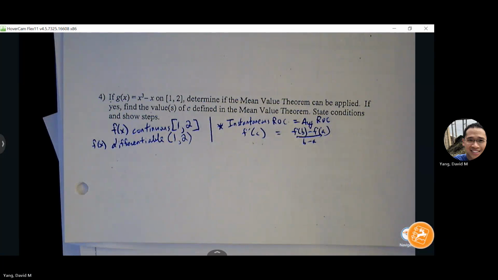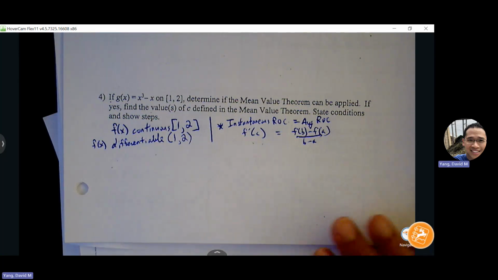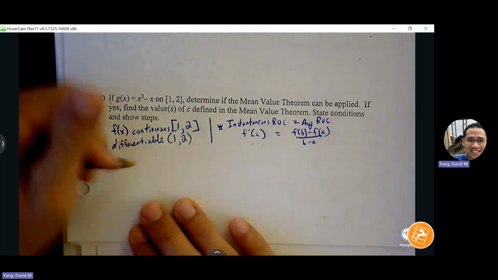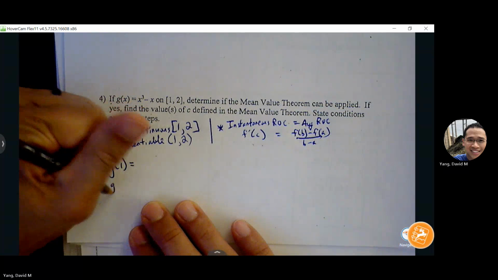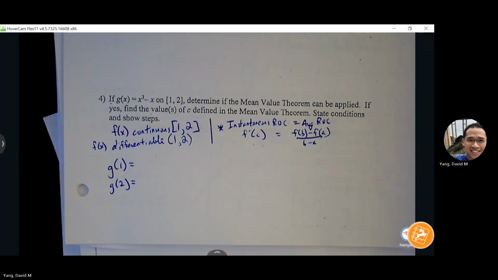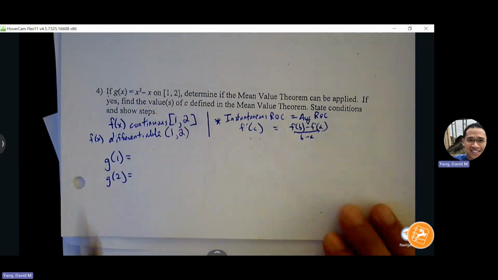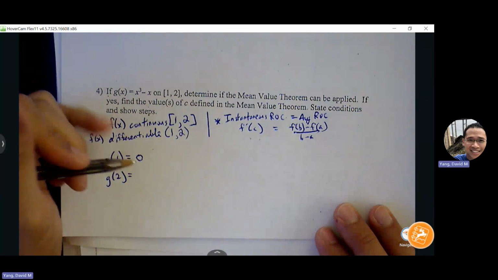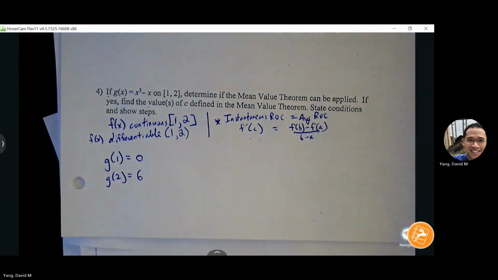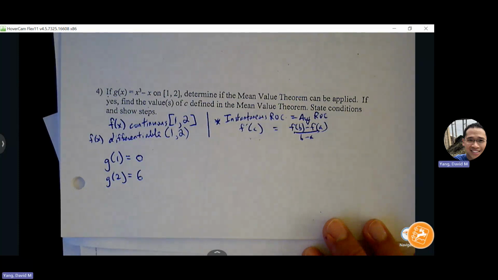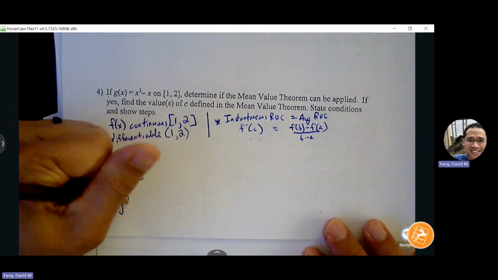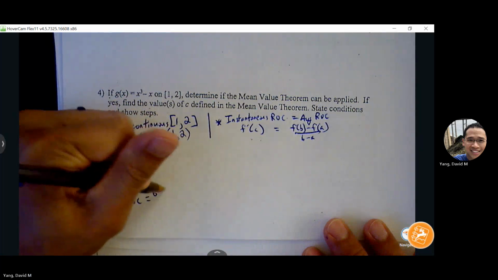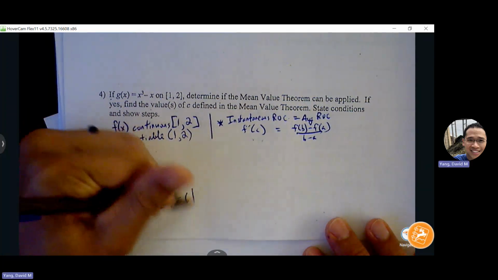So what can we do to do that? Put in for x, and not something to x. That's right. It's the original equation, right? And so we'll find g of 1, we'll find g of 2. So 1 cubed minus 1 is 0, 2 cubed minus 2 is 6. Okay, what's next? Minus 0 over 2 plus 1. Yeah, 6. Good.